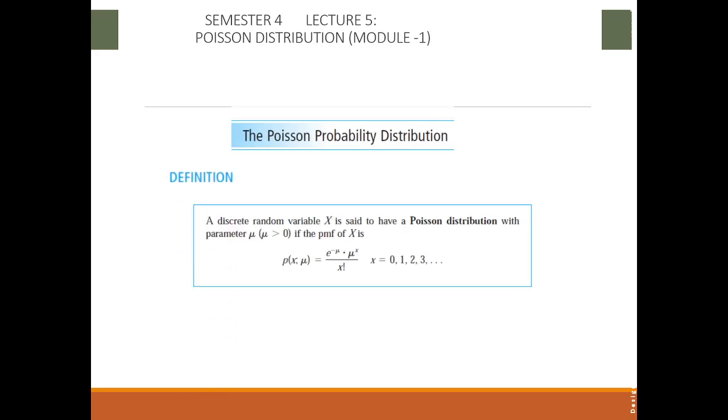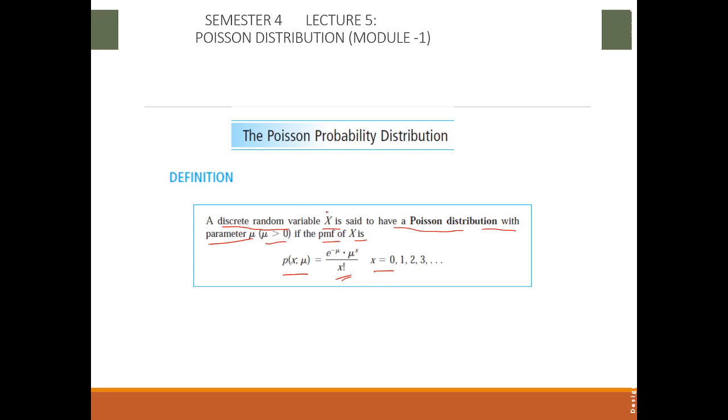A discrete random variable x is said to have Poisson distribution with the parameter mu greater than 0, if the PMF of x is of the form p(x; mu) = e raised to minus mu into mu raised to x divided by x factorial, where x ranges from 0, 1, 2, 3, etc. Okay.